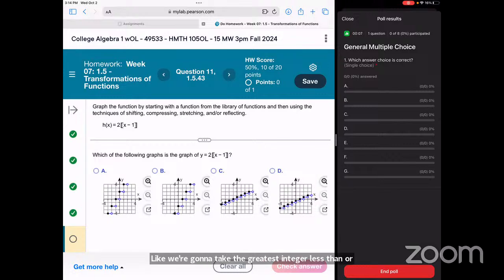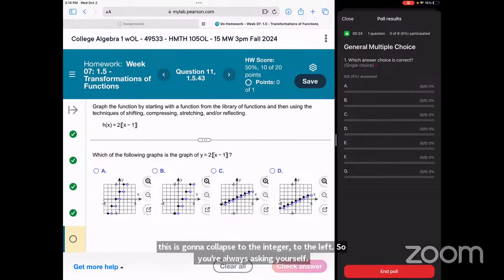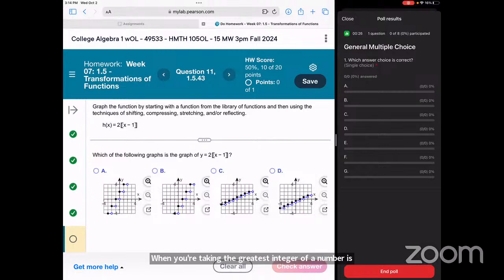In other words, whenever we have an integer inside this function, then we just take the integer itself. Whenever we get a decimal or a fraction between 2 integers, then this is going to collapse to the integer to the left, right? So you're always asking yourself, when you're taking the greatest integer of a number, is that number between 2 integers? If it is, it's going to collapse to the integer to the left, right?